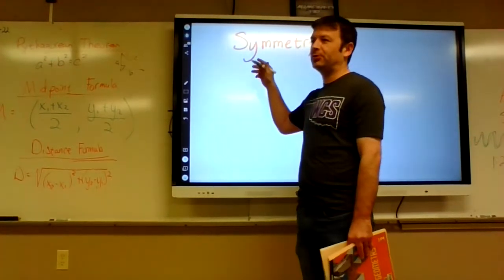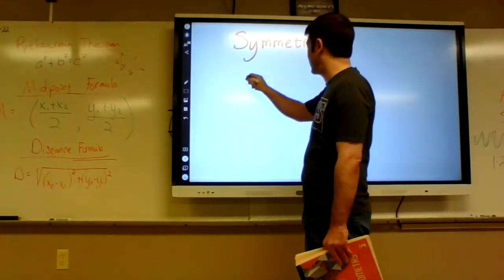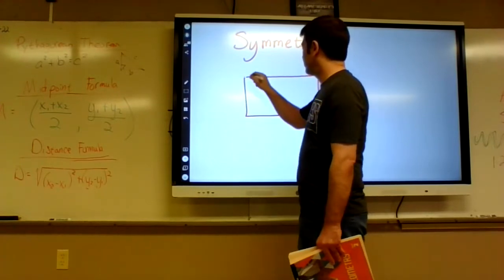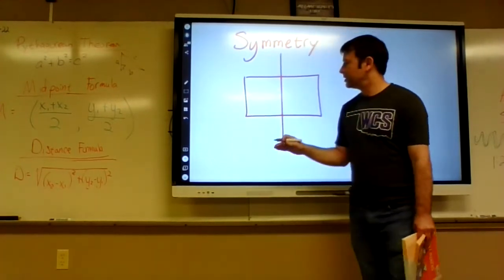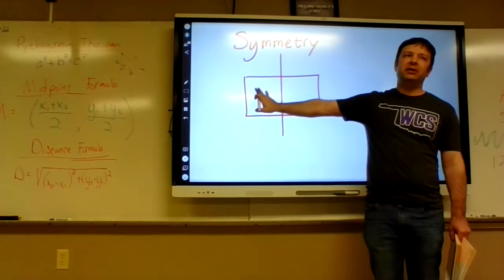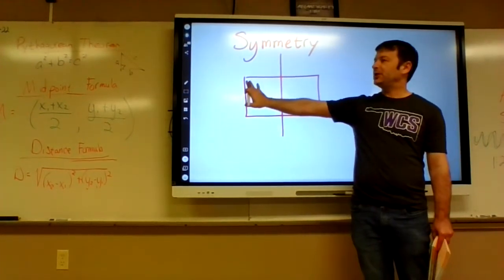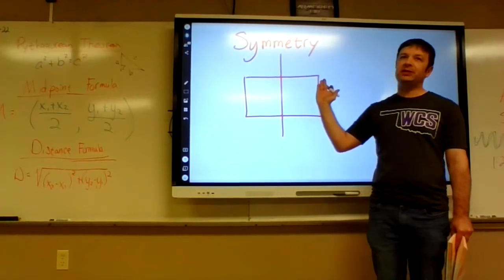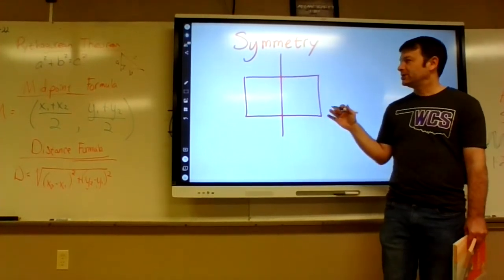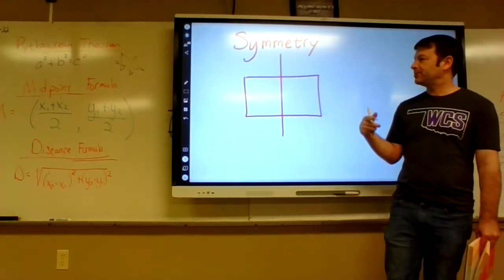So there's normal line symmetry, and that's like reflections. So is this the same image? If you fold it over this line, is it the exact same thing? Yes. So this rectangle is symmetrical with line symmetry.